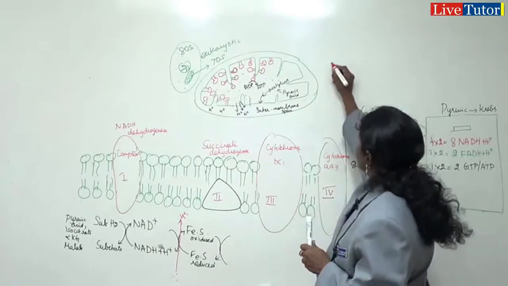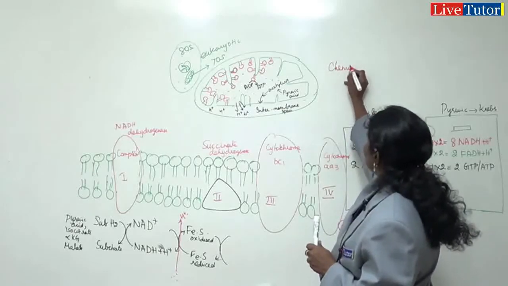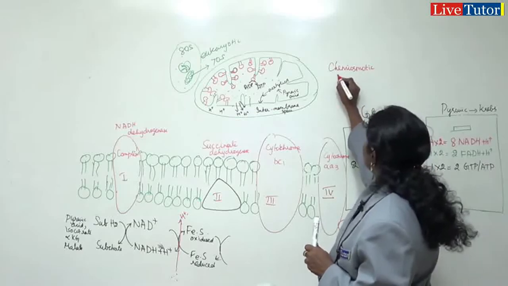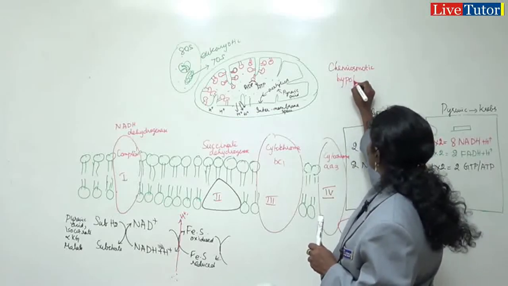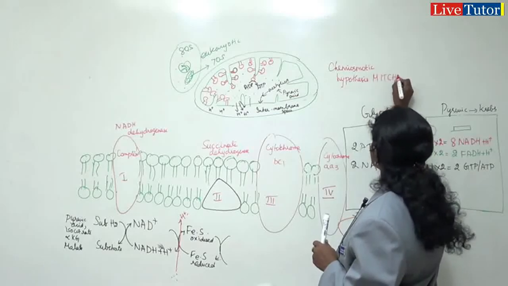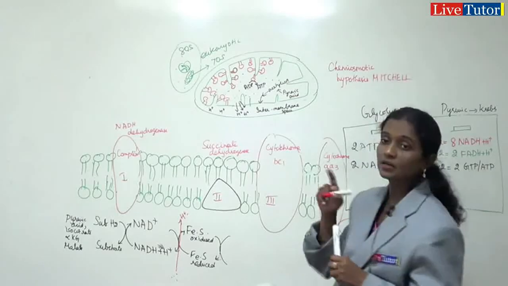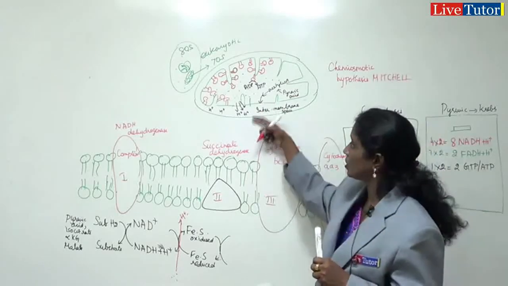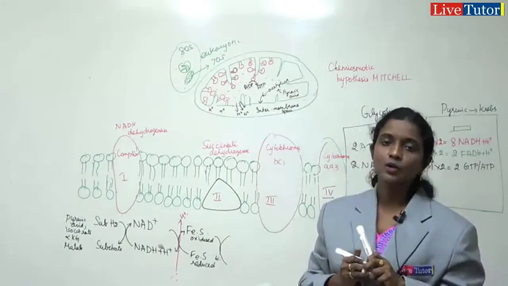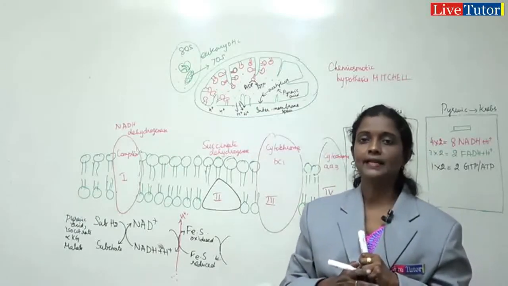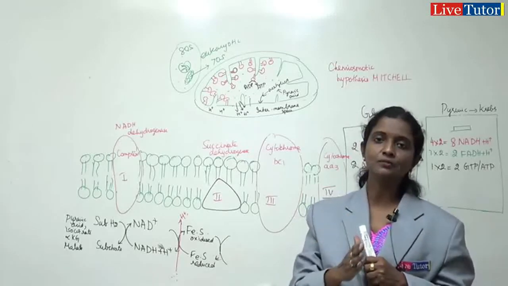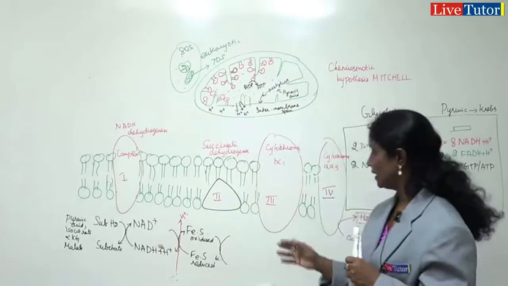Who proposed this? Mitchell's chemiosmotic hypothesis says that the proton gradient produced, can you see a proton gradient? A proton gradient produced is enough to convert ADP to ATP. So this proton gradient is pivotal for the conversion of ADP to ATP. Okay, so now you got it.